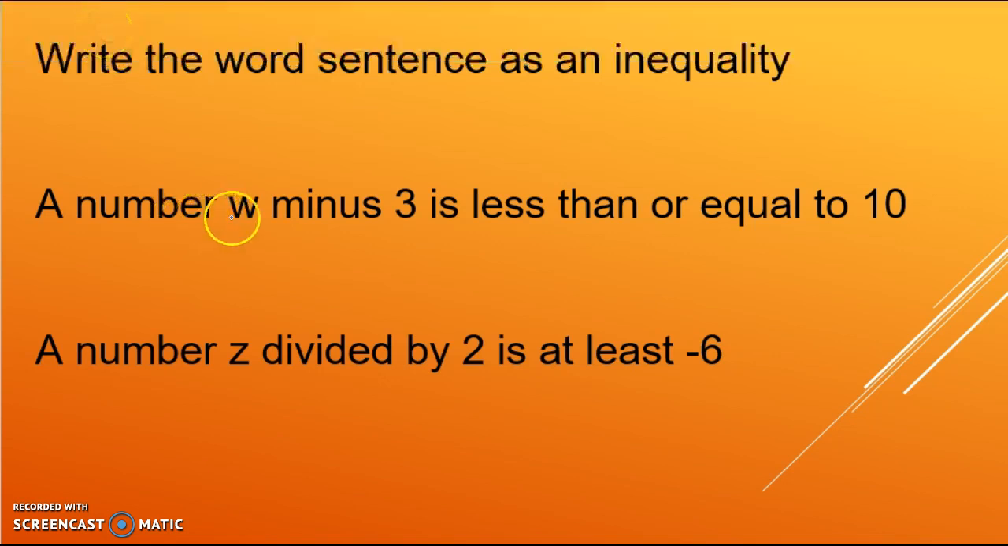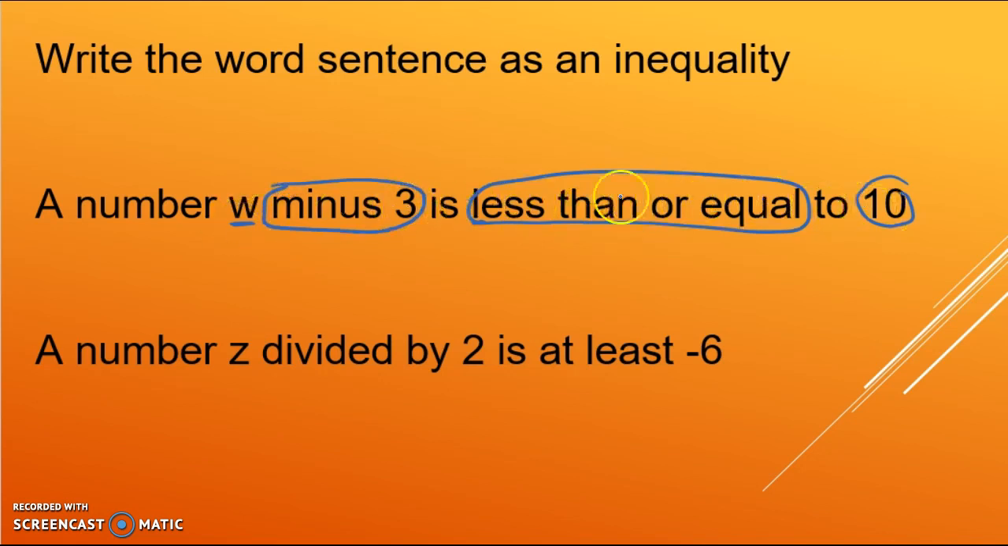Our first one is a number w, so that's our variable. Minus 3 is less than or equal to 10. So everything's circled and underlined. Those are my important parts of my sentence. Less than or equal to is that sign right there. So I have w minus 3 is less than or equal to 10.